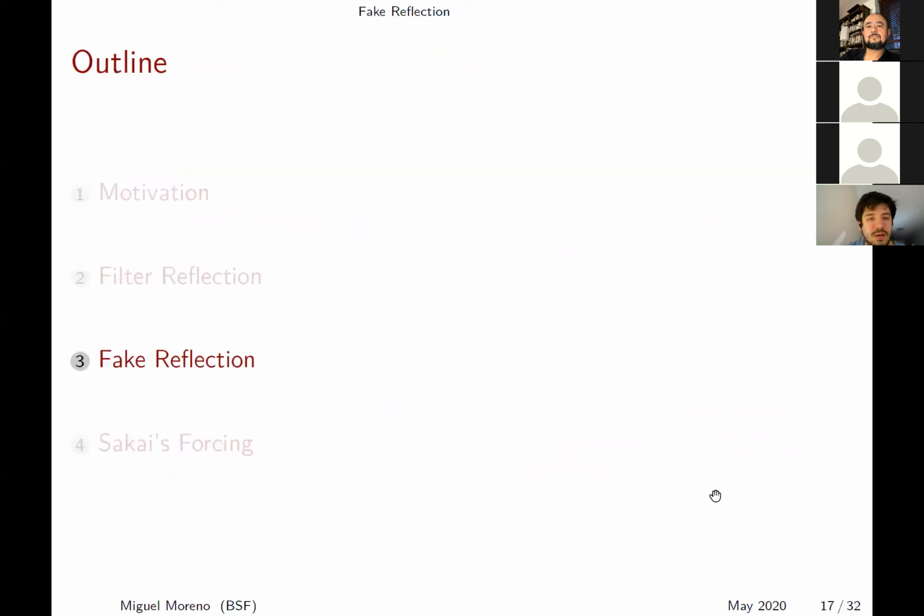Now, okay, so now let's move to fake reflection. Is there any question? It's always a weird feeling just to be talking by yourself and not hear people.